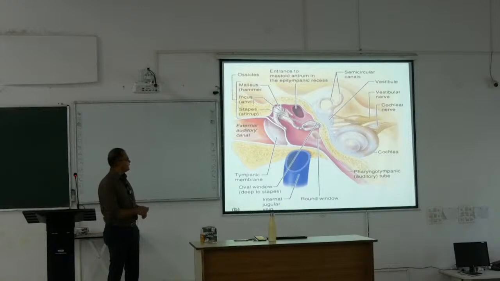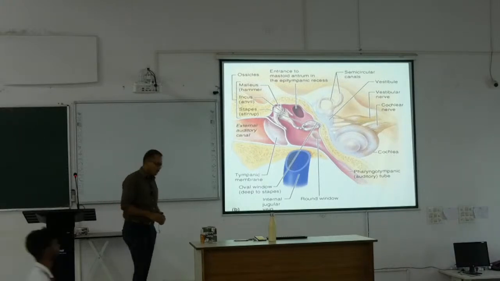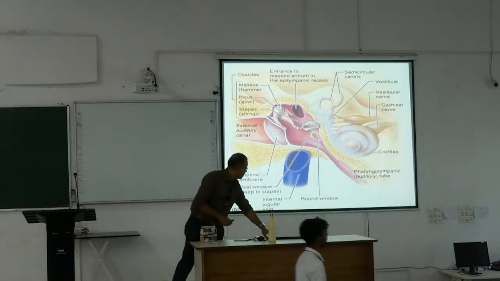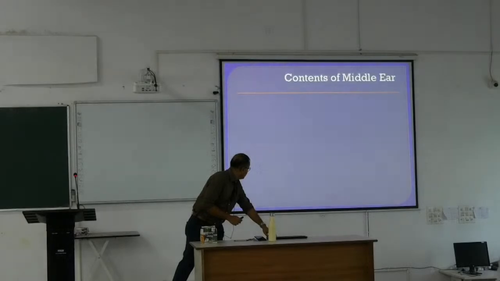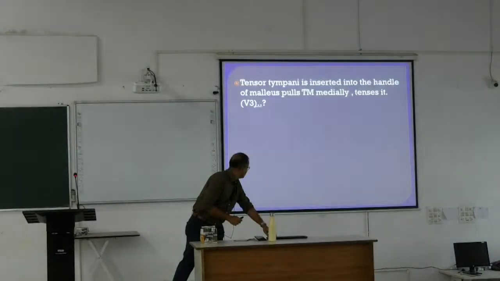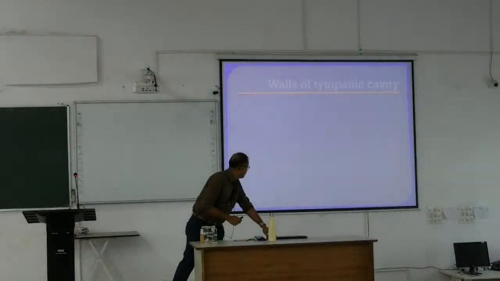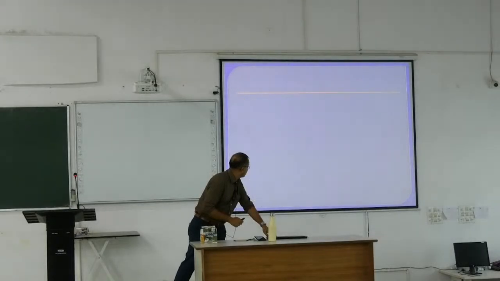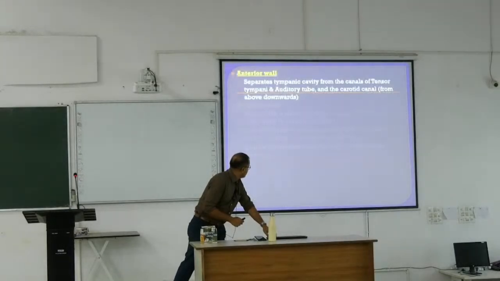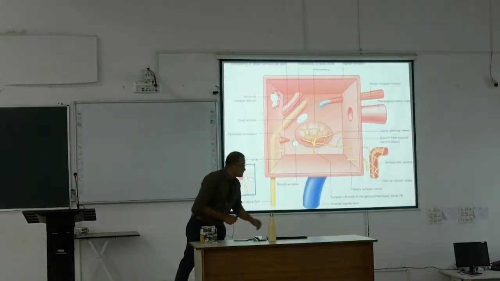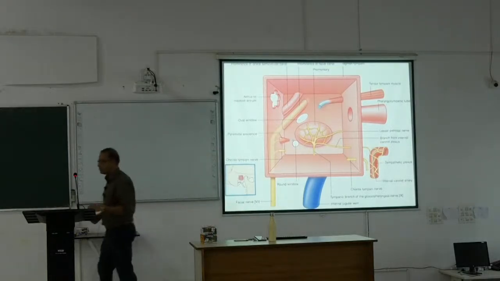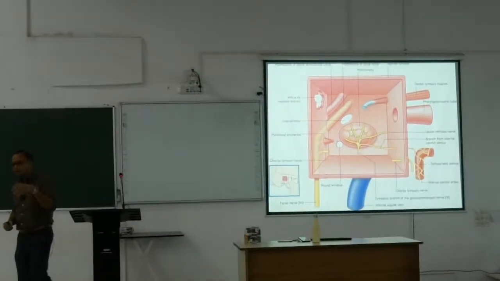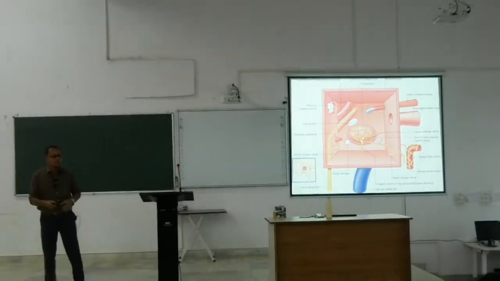Then we are left with the anterior wall and the posterior wall. So these different walls of the middle ear, we have to understand and learn. So let's go quickly through these wall demarcations, then we go about the content later on. Let's go into this cavity of the middle ear first, then we can understand the content of the middle ear more easily.